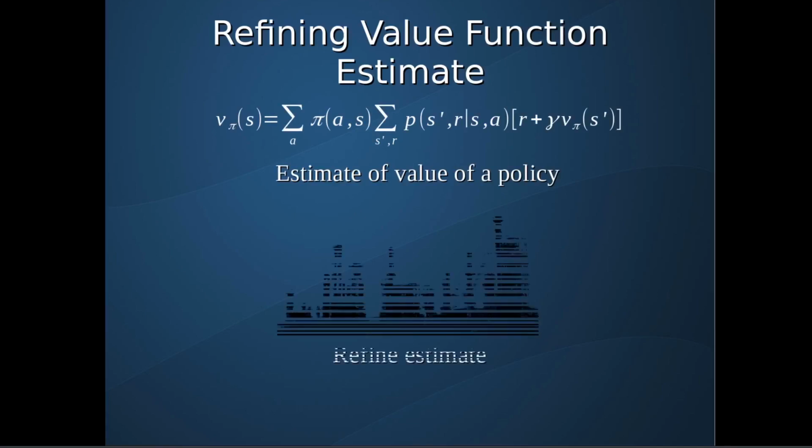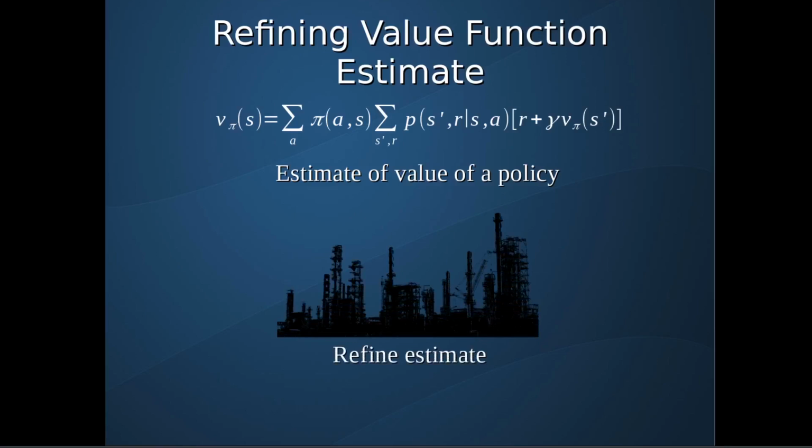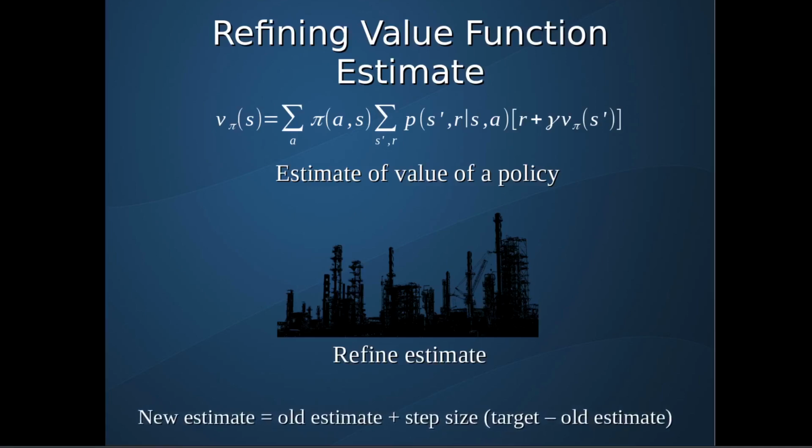This process of exploration and exploitation helps the agent to refine its model of the environment and gradually approach the true estimate of the value function. Each time the agent samples a state and receives a reward, it can update its estimate using a formula of the following form: new estimate equals old estimate plus some step size multiplied by the quantity, target minus old estimate.